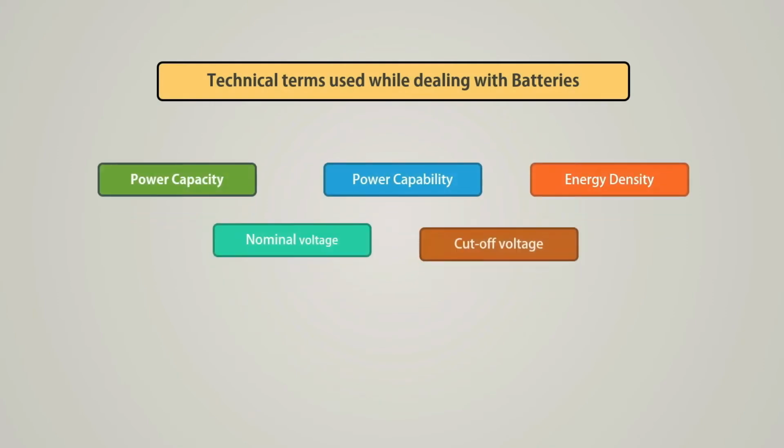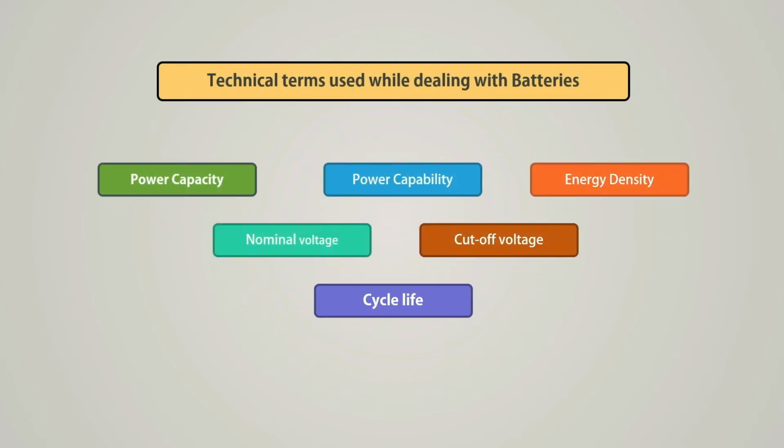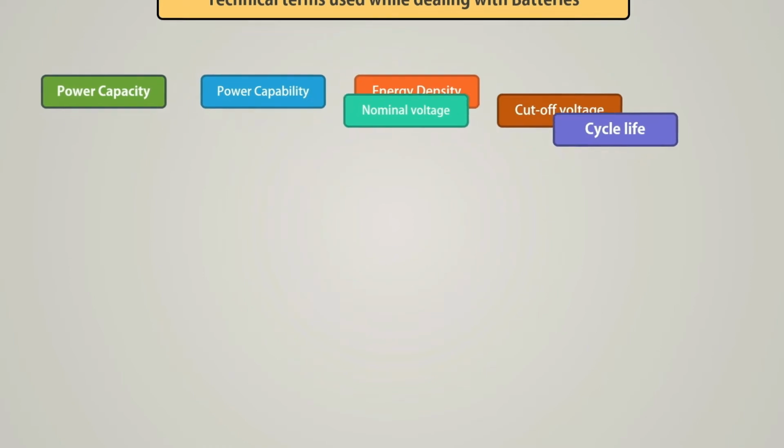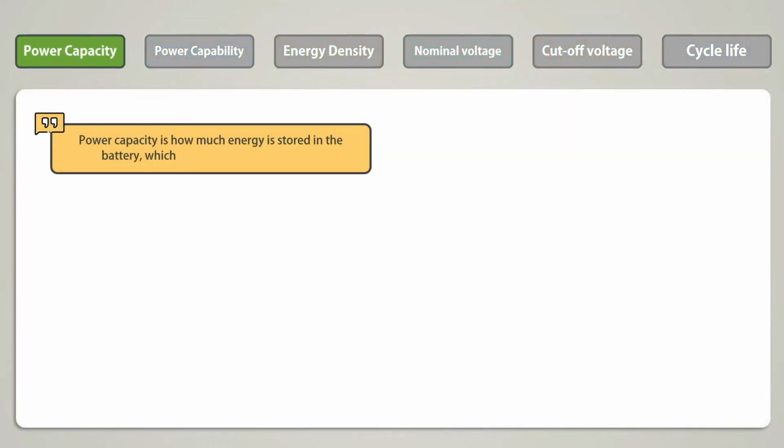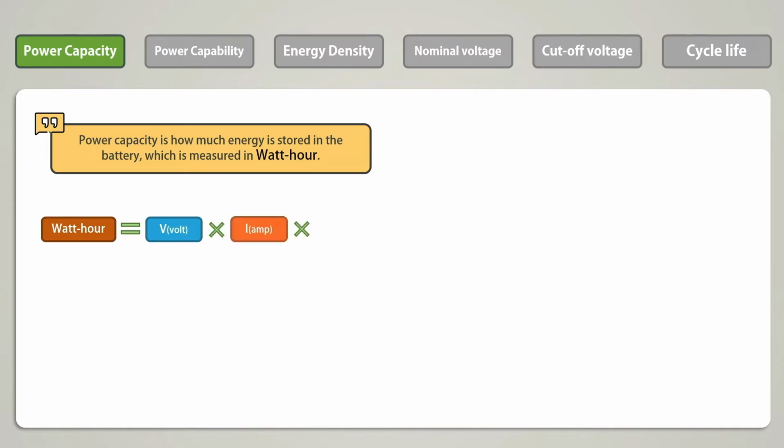Now we know the various technical terms used while working with batteries and their details. Power capacity: power capacity is how much energy is stored in the battery, which is measured in watt-hour. A watt-hour is the voltage that the battery provides, multiplied by how much current the battery can provide for some amount of time, generally in hours.